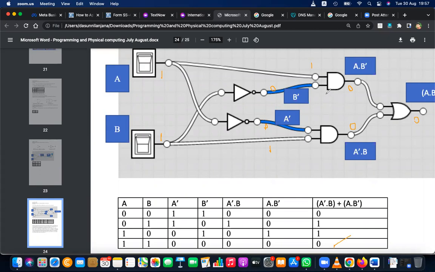Understood? Yes, sir. Okay. Anyone who cannot understand, please tell me. I'll explain one more time.